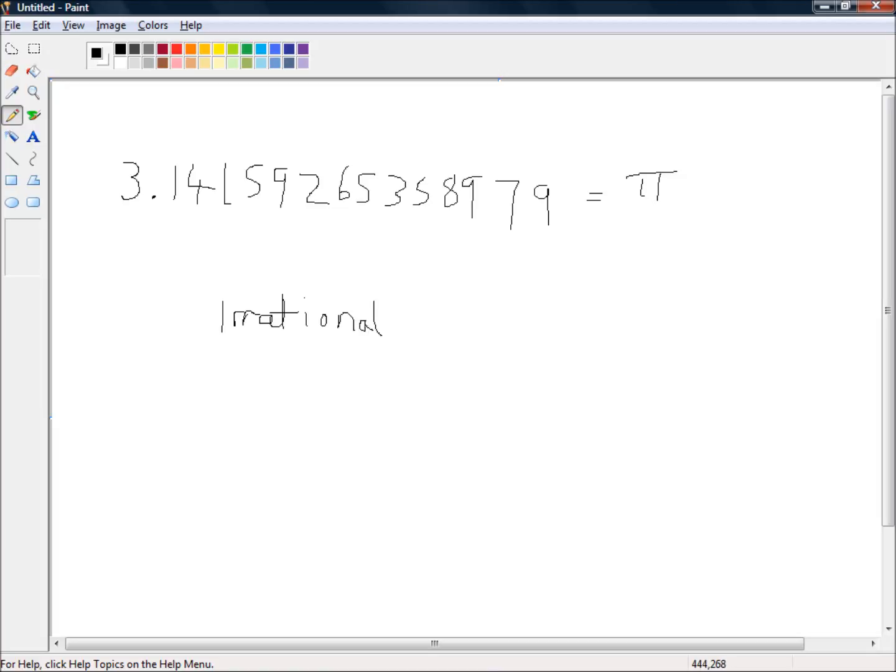An irrational number is a decimal number that cannot be converted to a fraction like A over B, where both A and B are whole numbers. So just be aware that not all numbers can be converted to fractions.